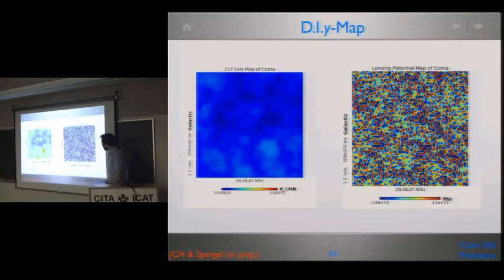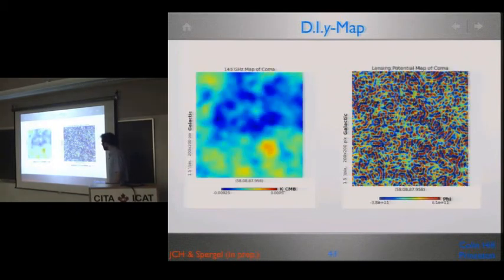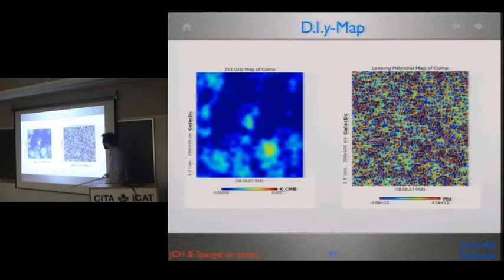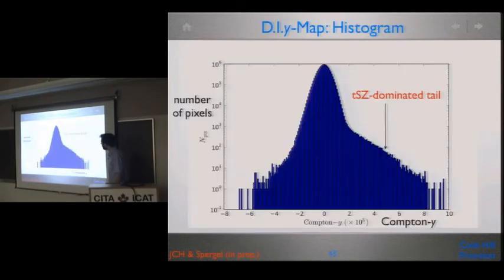It's kind of fun to see what the lensing potential map looks like at that location. It's just mostly noise by eye. But I should say the lensing kernel is not really optimized to pick up such a nearby object as Coma. Anyways, we cross-correlate the two maps.